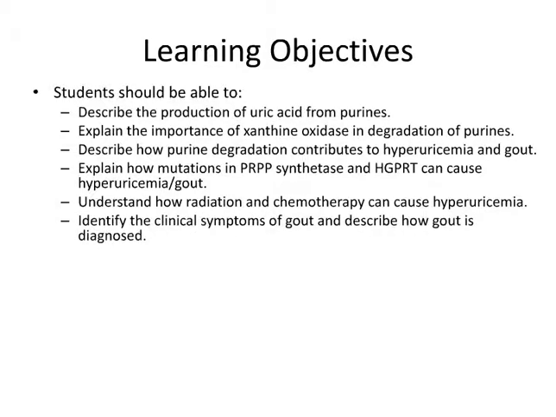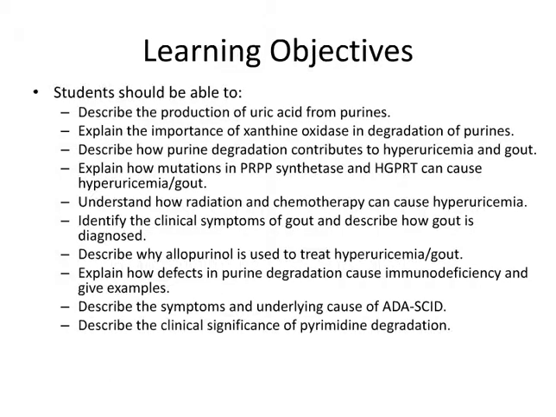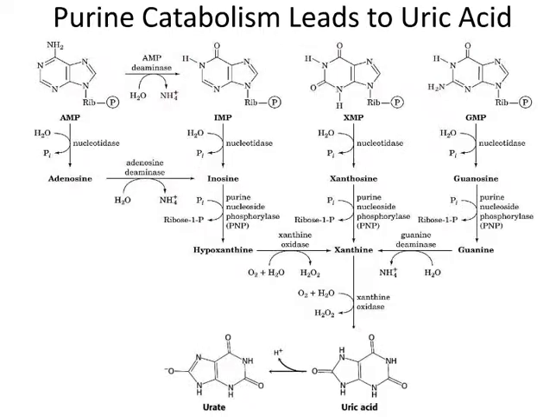clinical symptoms of gout and describe how gout is diagnosed, describe why allopurinol is used to treat hyperuricemia and gout, explain how defects in purine degradation cause immunodeficiencies and give examples, describe the symptoms and underlying cause of ADA SCID, and describe the clinical significance of pyrimidine degradation.